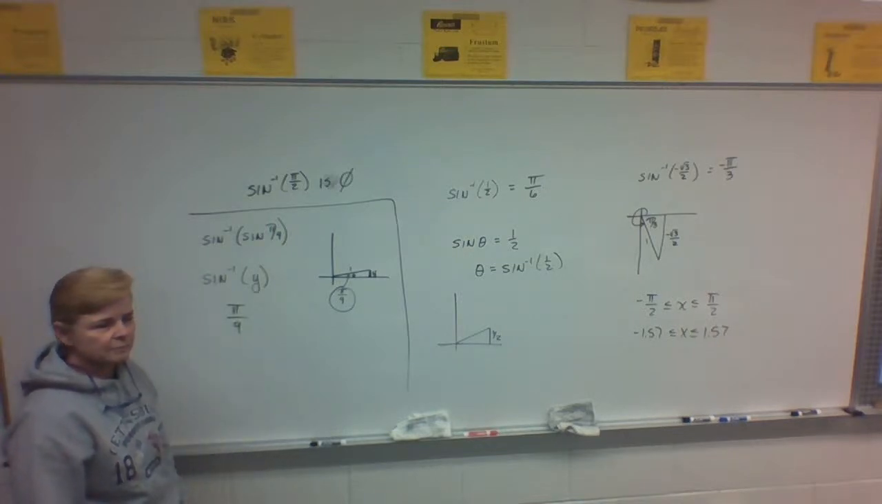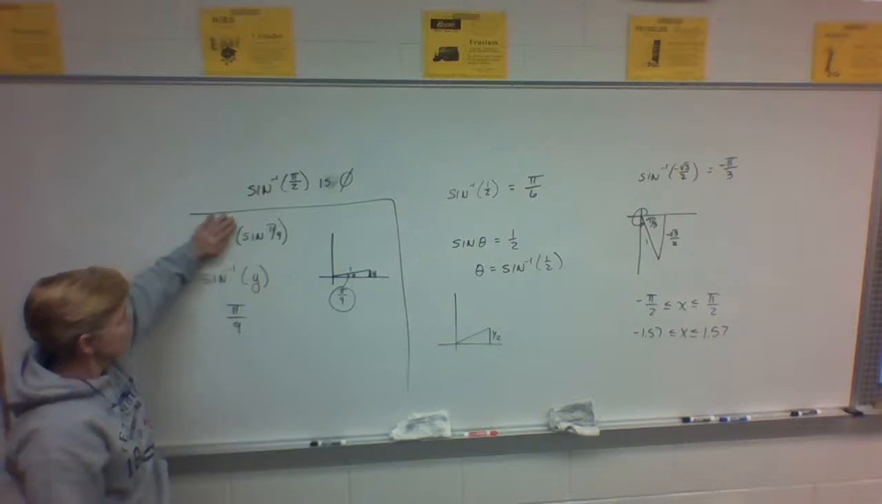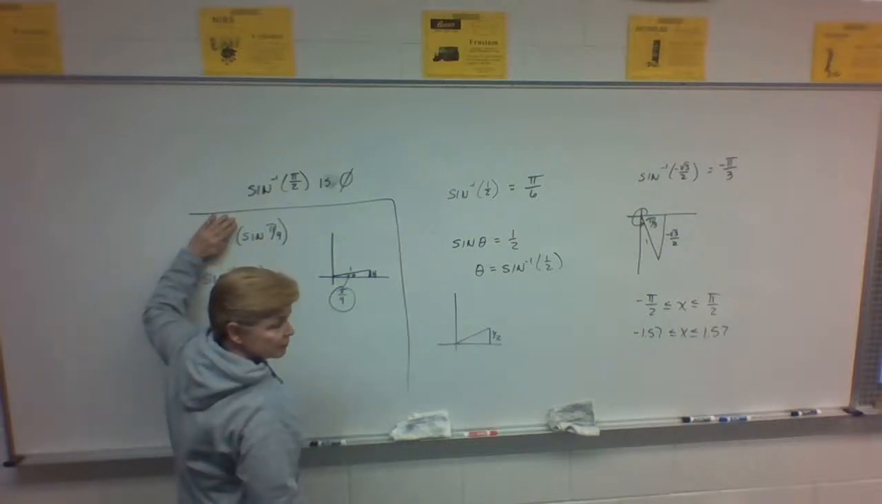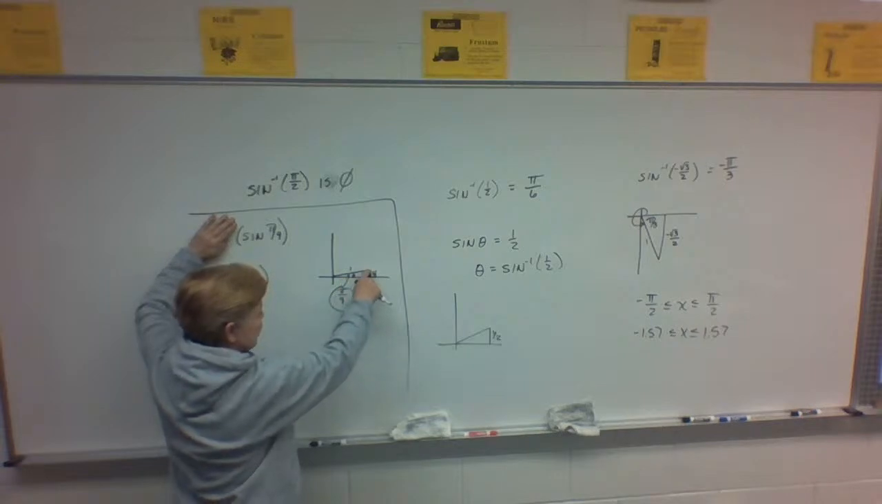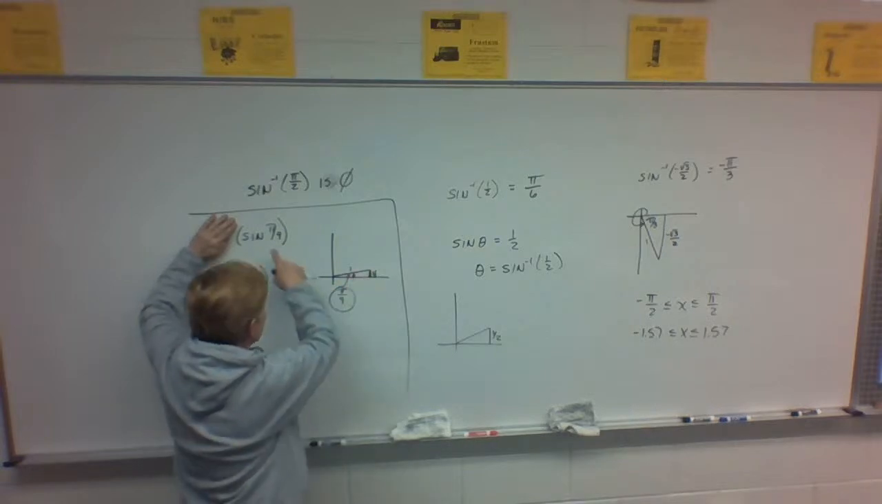Equals pi ninths. Do you want me to go through that again? Yeah? You do this first. You say the sine of pi ninths. Pi ninths is not familiar, so we don't know what it is. All I know is that its value is the length of that vertical leg. I don't know what the length of that leg is, but I know that that is the sine of pi ninths.